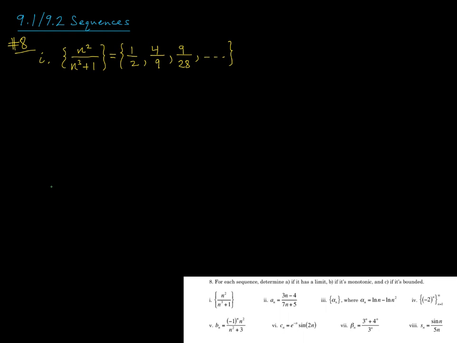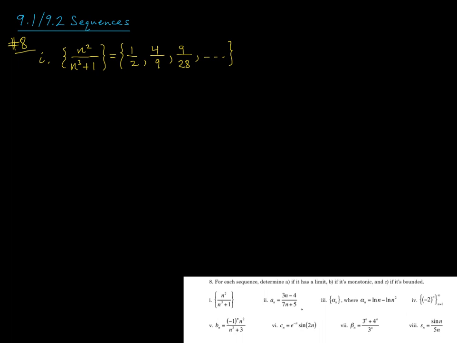Next up, question 8 says, for each sequence, determine A if it has a limit, B if it's monotonic, and C if it's bounded. Now I apologize in advance. This is going to be a fairly long video. You can see there's a lot of different types of examples here.